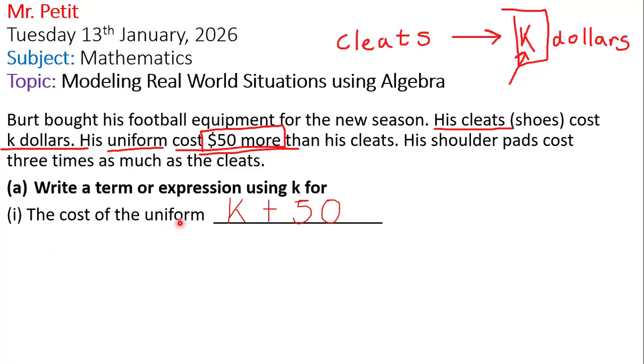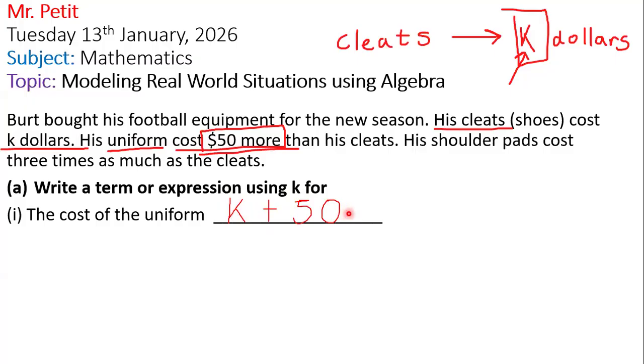All right. So basically, what we're saying is, how much is for his cleats, Megan, based on the question? His cleats is how much? K dollars. But how much is for the uniform? $50 more than the cleats. Exactly, $50 more. So if the cleats cost K dollars and the uniform is $50 more, then the cost for the uniform is going to be K plus 50. Does that make sense? Yes, it does.